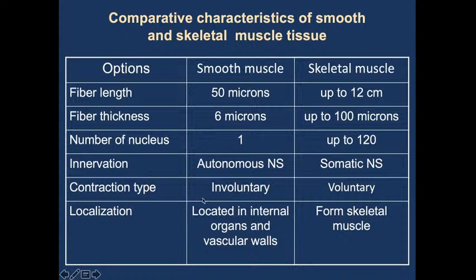As I said before, the contraction type is involuntary for smooth muscles. We could not organize the movement of food in our digestive tract. It is not possible to regulate, but we easily regulate our skeletal muscles. And localization is also different.